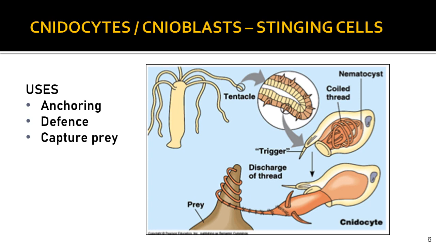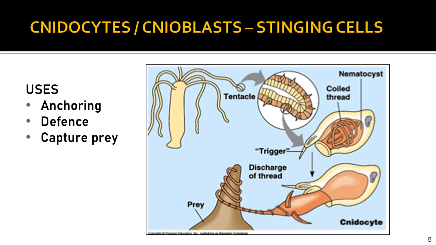It uses this nematocyst or stinging cells for defense mechanisms. So when enemies come to attack these organisms, it triggers one poisonous substance which is present inside these cells. It will make a dark cloud surrounding the animal. So that's how the animal can escape from the enemies. Understand? So that is another use of these stinging cells.